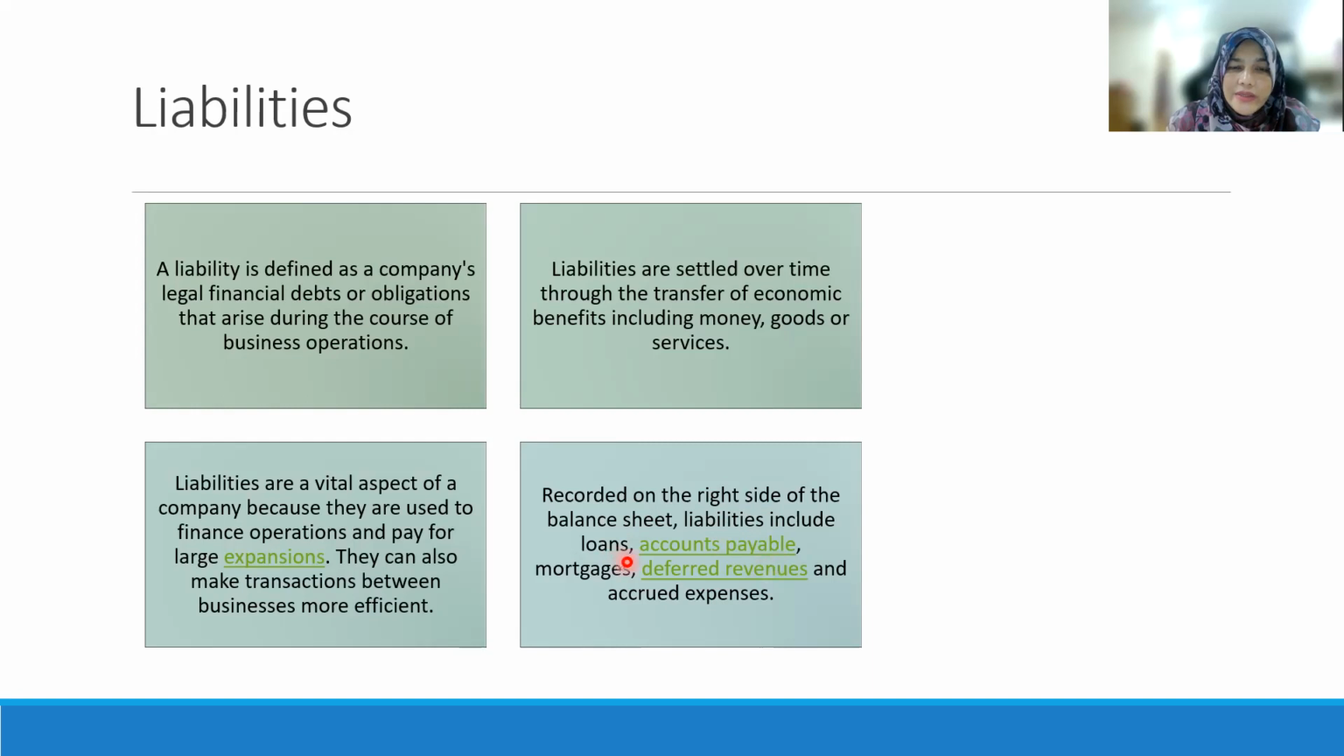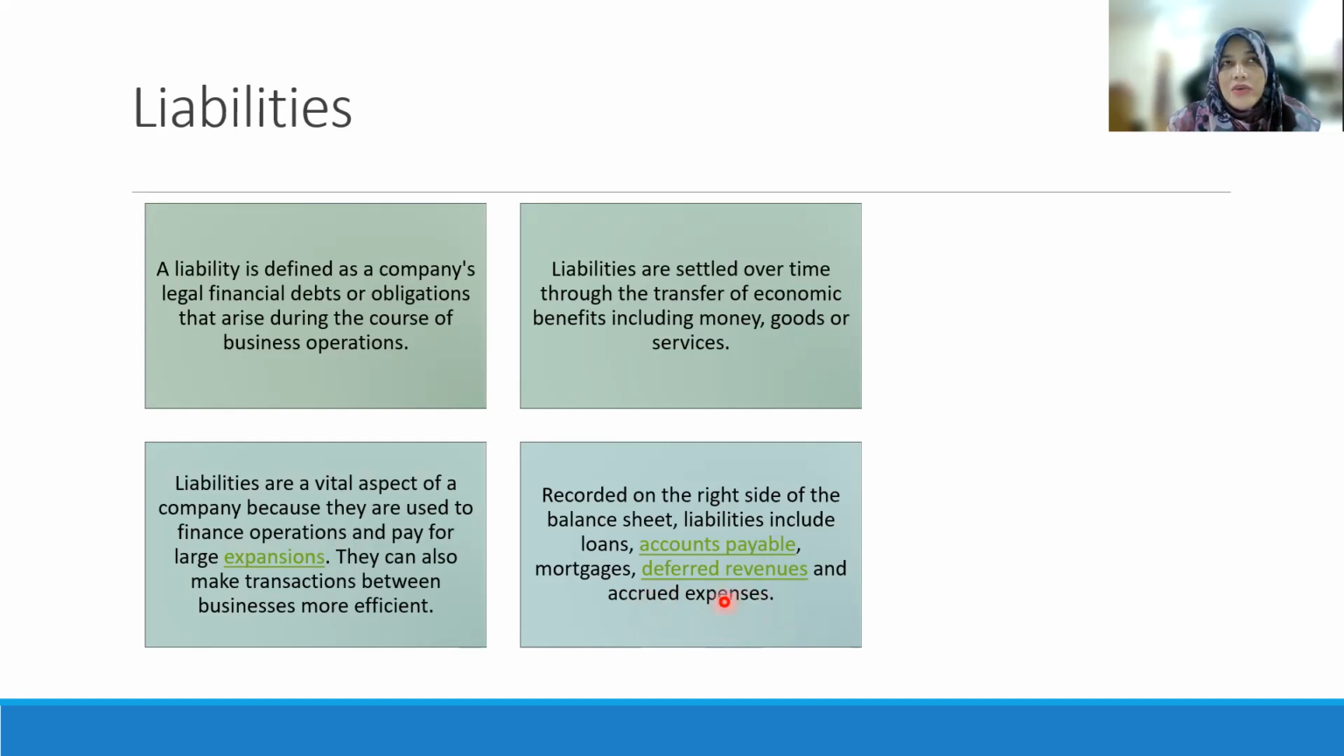Liabilities also include loans to the bank. Mortgage is the amount of loan that they took to buy properties, to buy a building. So that is known as mortgage. Accrued expenses. What does it mean by accrued expenses? For example, if the company rents a building but the amount of rental is not paid yet, it is known as accrued expenses. So expenses already incurred but not paid yet are known as accrued expenses.